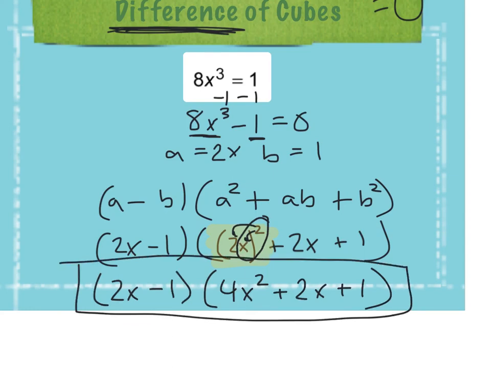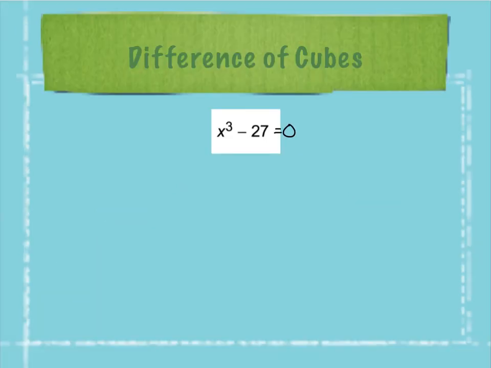We have one example left. Yay. So again, we have the difference of cubes. What do we need to do first? Find a and b. What's our a going to be? Just x. And what's our b? 27. Remember, 27 is our b cubed. 3. So it's 3.